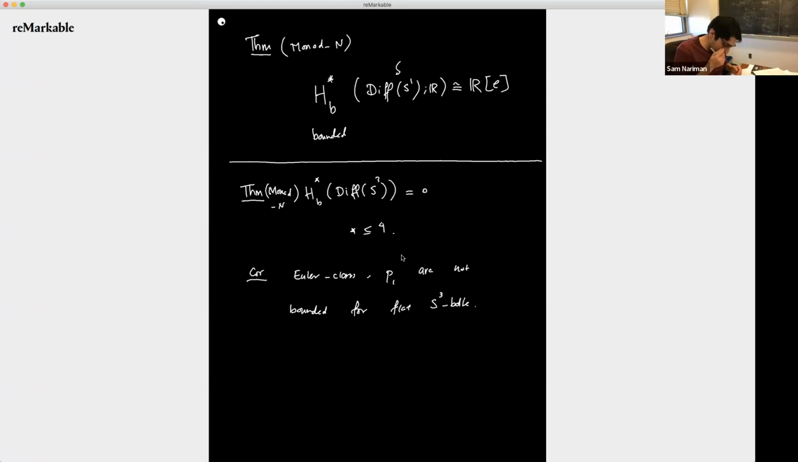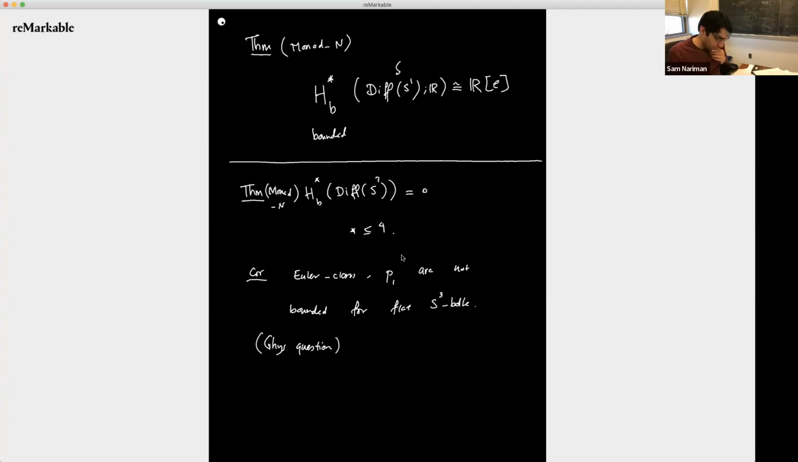Okay. This was a question by a TNGs that asked whether the Euler class is bounded for flat S3 bundles. So this is a somewhat non-constructive way to answer G's question, that these classes are not bounded.